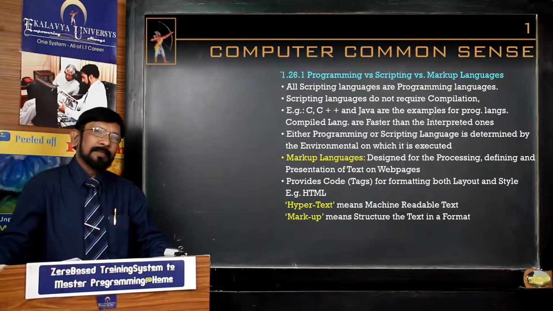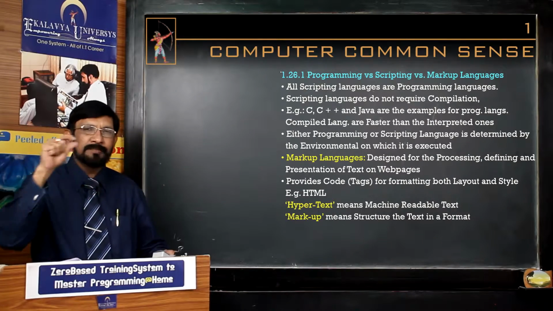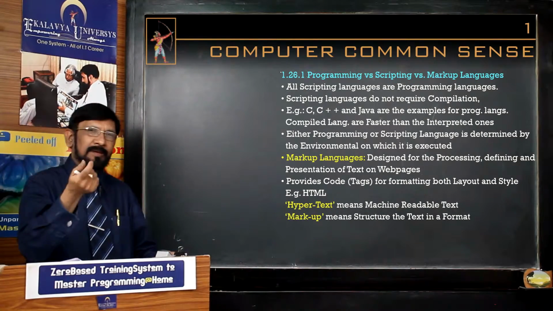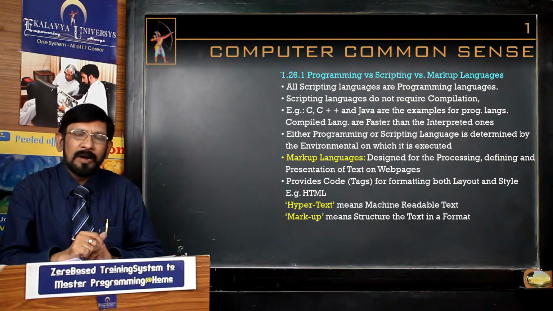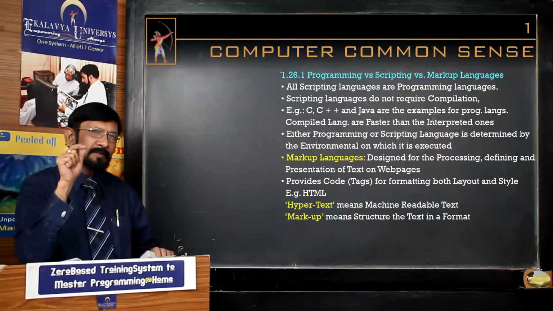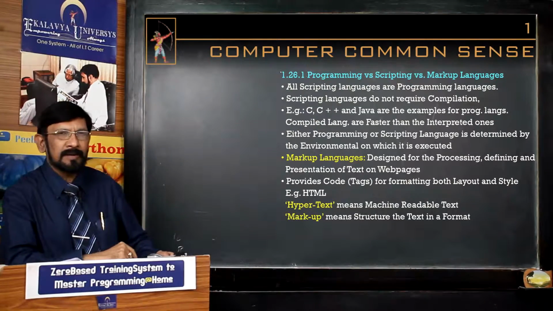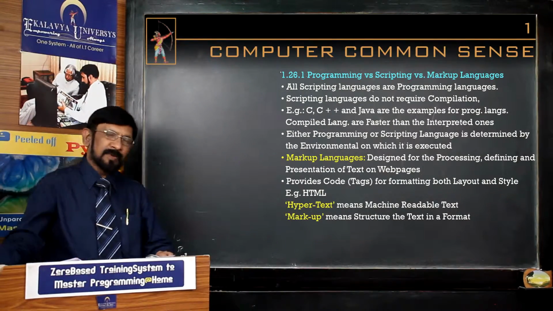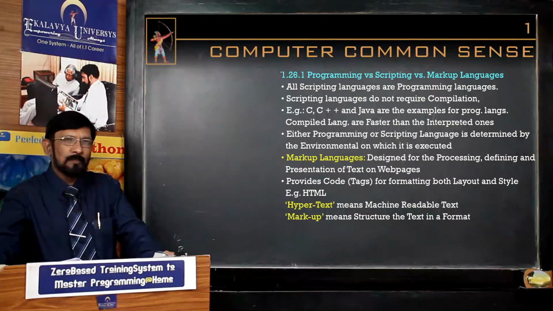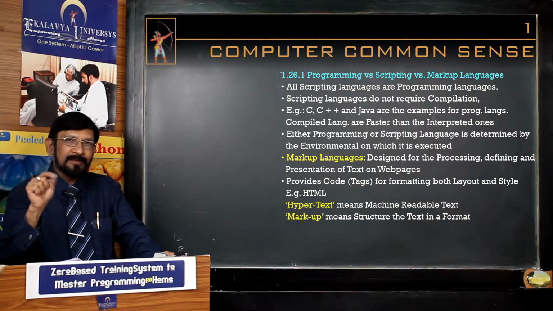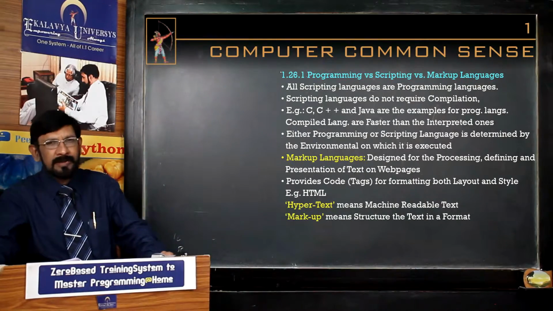This means some scripting language may be compiled, and some programming language may be interpreted. Actually, Python is a programming language, but it is interpreted. So that is why, depending on the environment, we have to earmark it as either a scripting language or a programming language. Just for example, the JavaScript engine on Google Chrome is compiled.